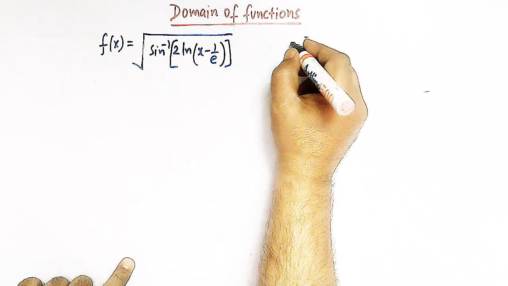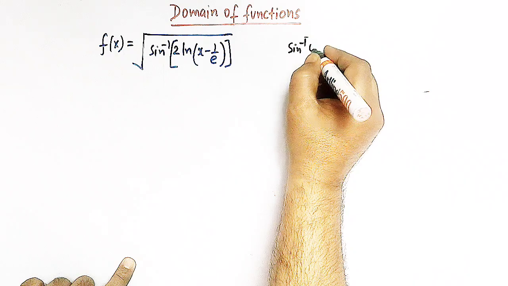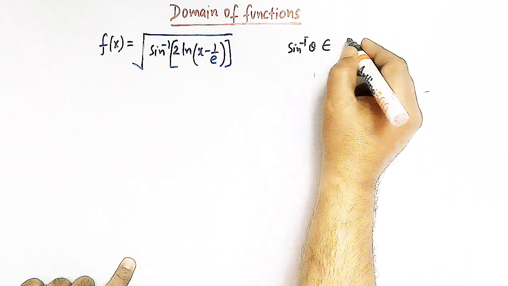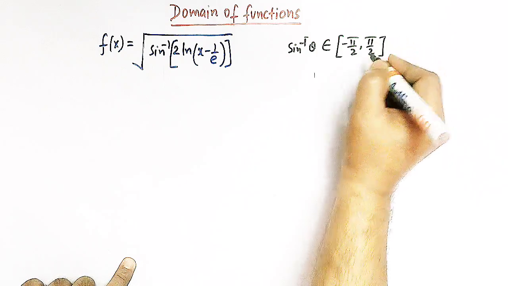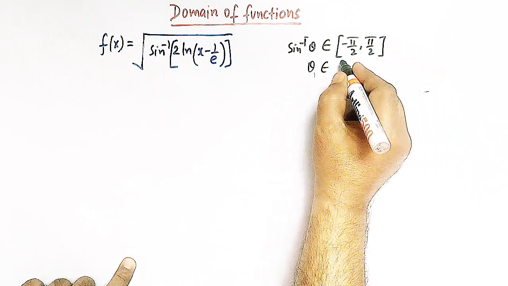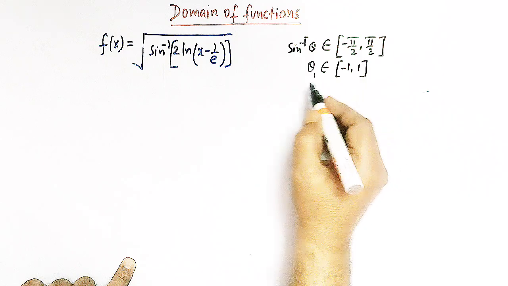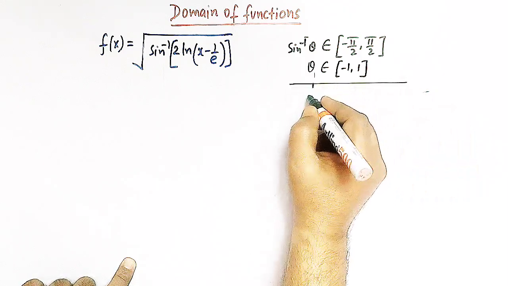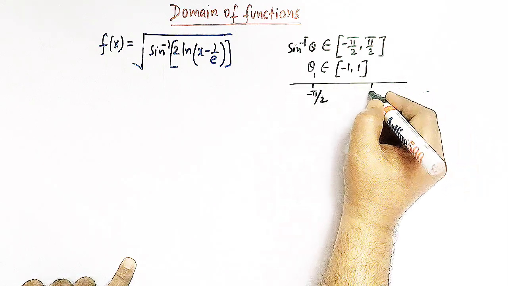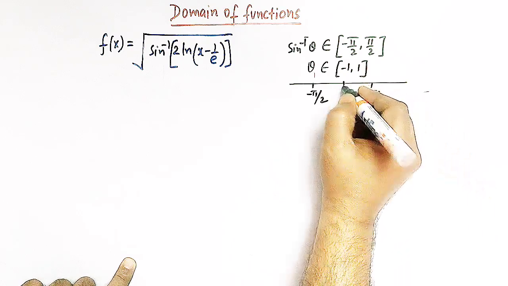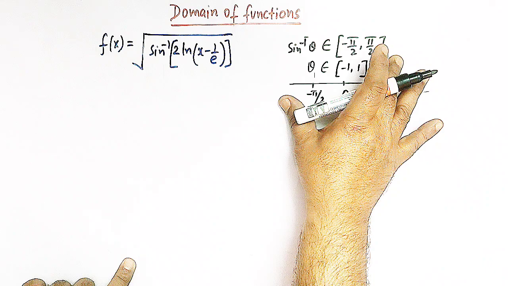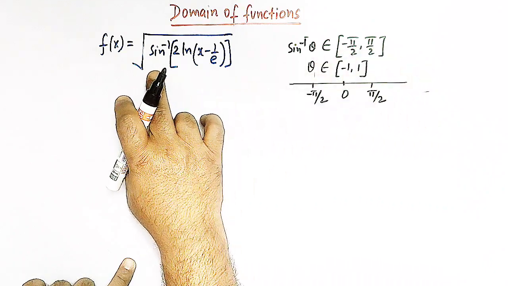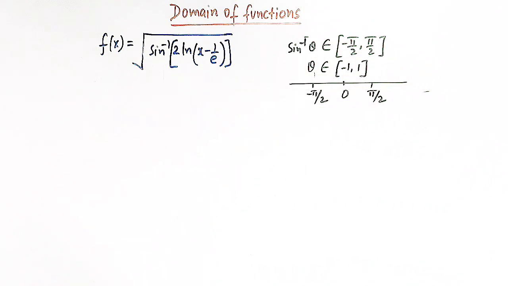So we know that the range of sine inverse theta belongs to the interval minus pi by 2 to pi by 2, where theta belongs to minus 1 to 1. So here we have minus pi by 2, and here we have pi by 2, and here we have 0, right? So this concept will be used to find out the domain of the function f of x.